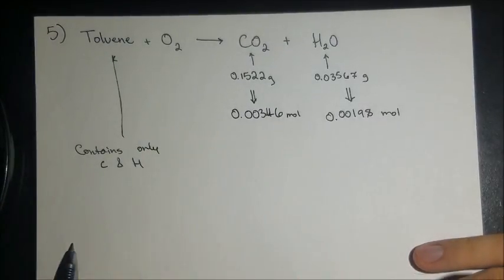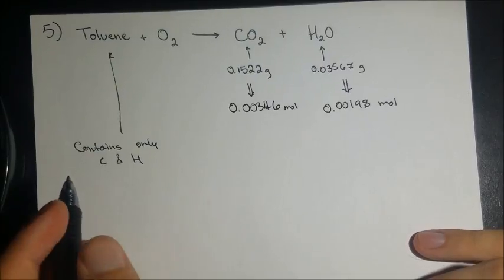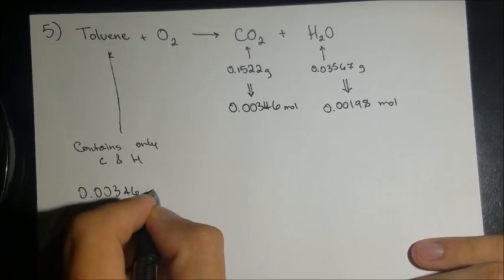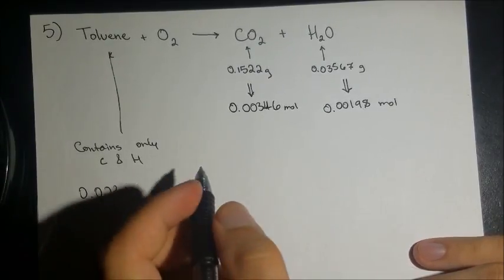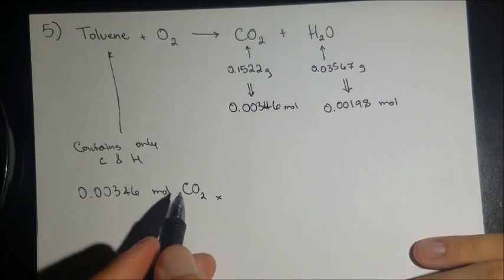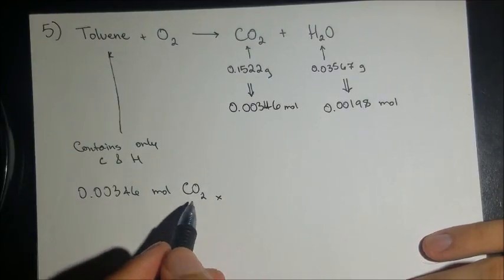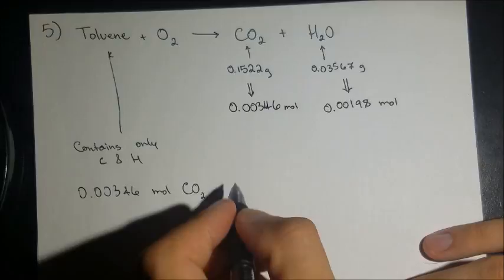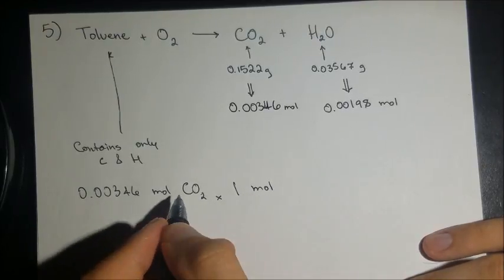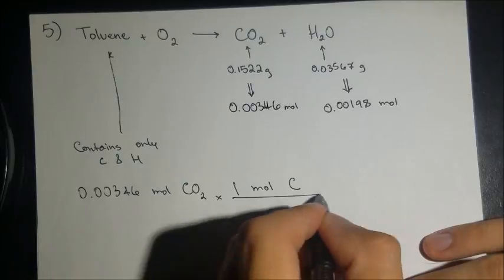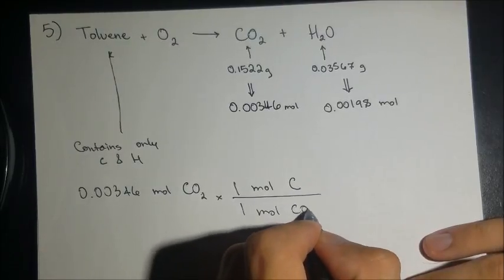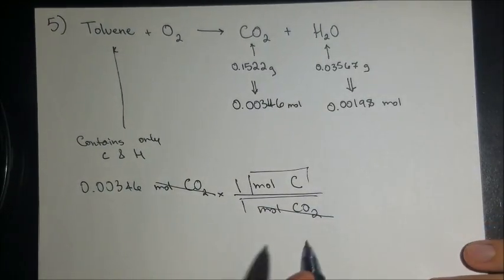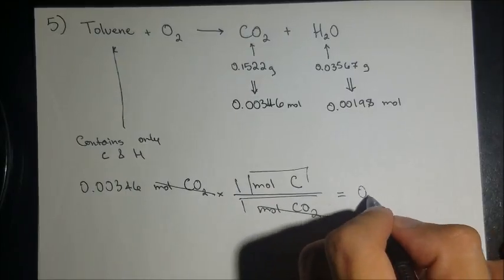Now that we have moles of each of our products, we can just go ahead and use those. Where if I have 0.00346 moles of CO2, and I want to figure out how many moles of carbon, just pure carbon, I have in there, I look at the chemical formula and I say, oh, okay, well, I got one carbon in there for every molecule of CO2. So a mole of CO2 molecules is going to have a mole of carbon in it. Now our moles of CO2 are going to cancel, and I'm left in moles of carbon. All right, I can do this. This is good.